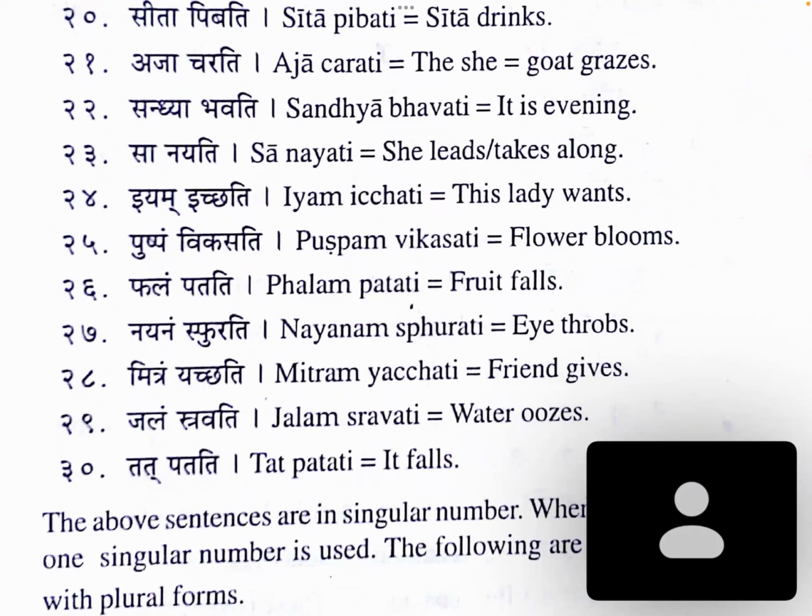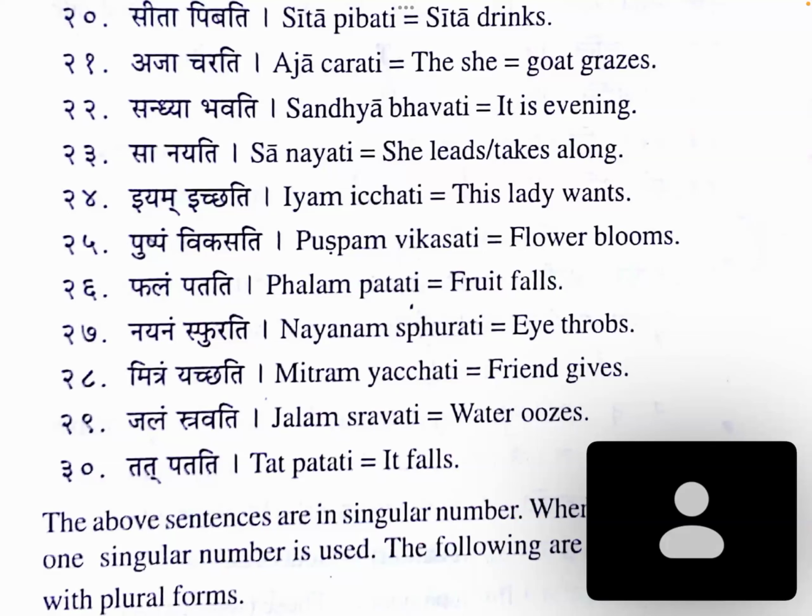Iyam ichchati. This lady wants. So iyam means singular. Ayam is pullinga. Iyam is strilingam, feminine gender. Ichchati means she wants. Ichchati can also be said as likes, but here it is given only as wants. They just want to write two letters for us in the beginning to understand. Next. Pushpam vikasati. Flower blooms.